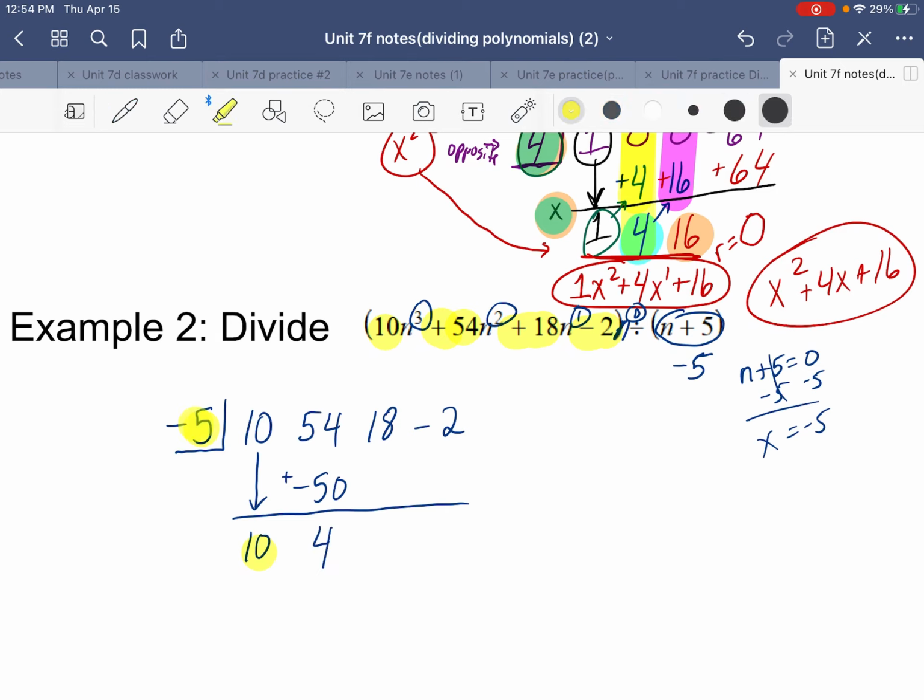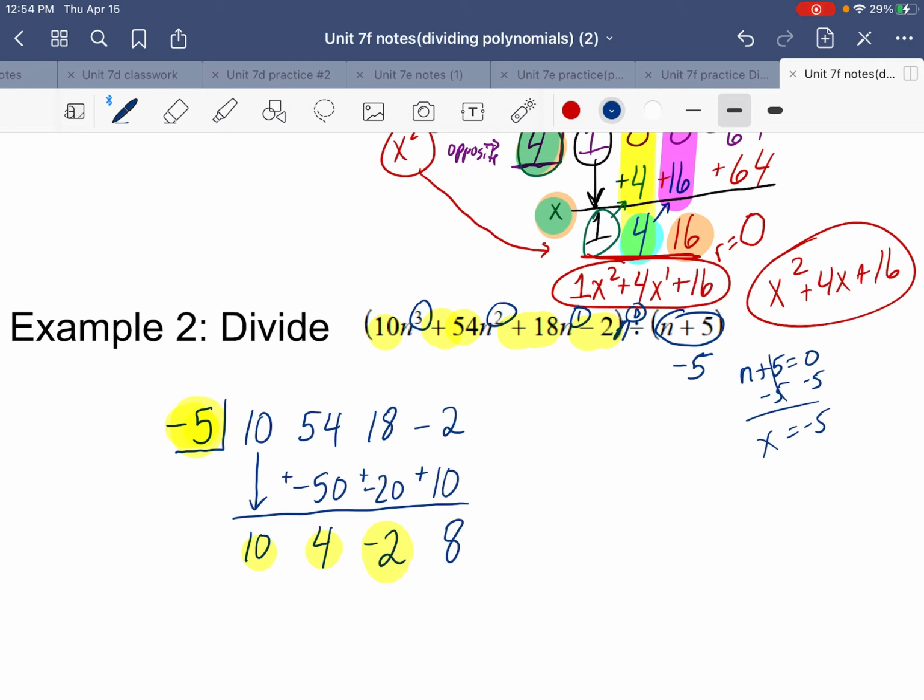Now you do negative 5 times 4 is negative 20. So that goes up above. And you add. 18 plus negative 20 is negative 2. And now we do the process again. Negative 5 times negative 2 is positive 10. And we add. And that'll give you 8.